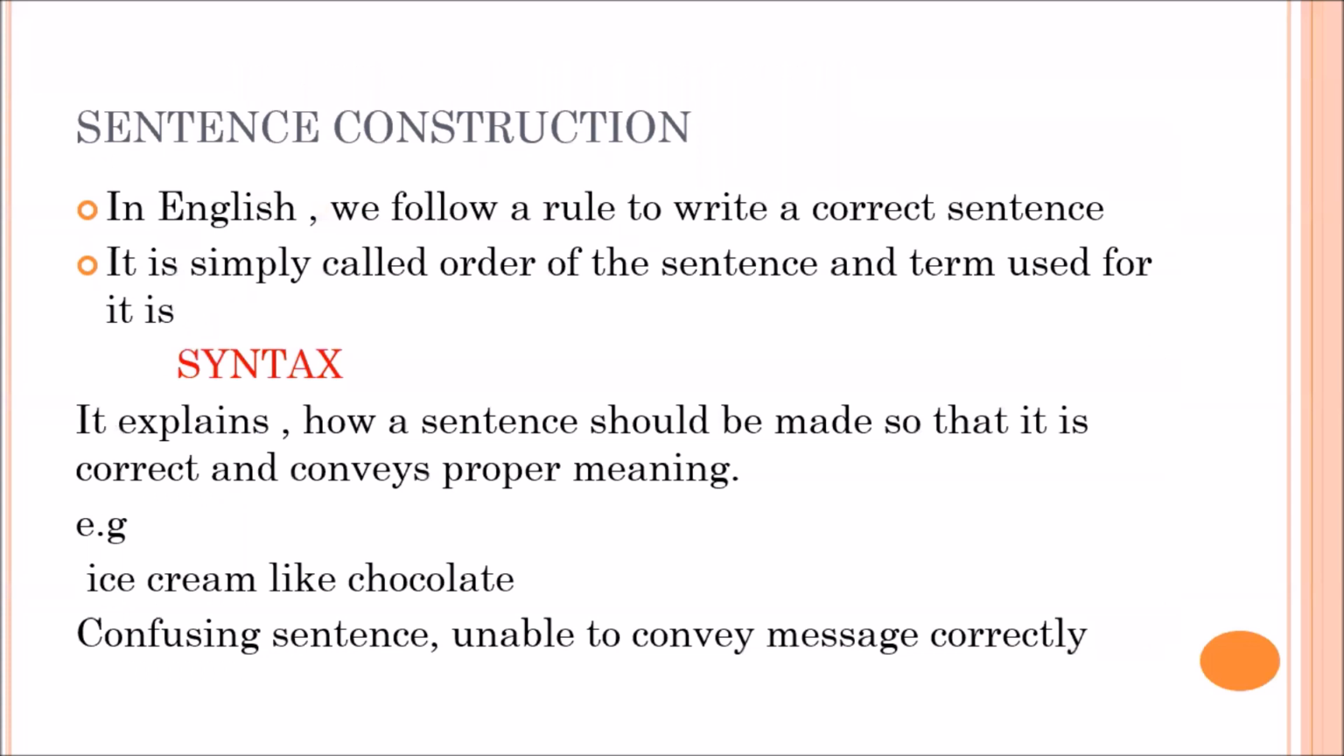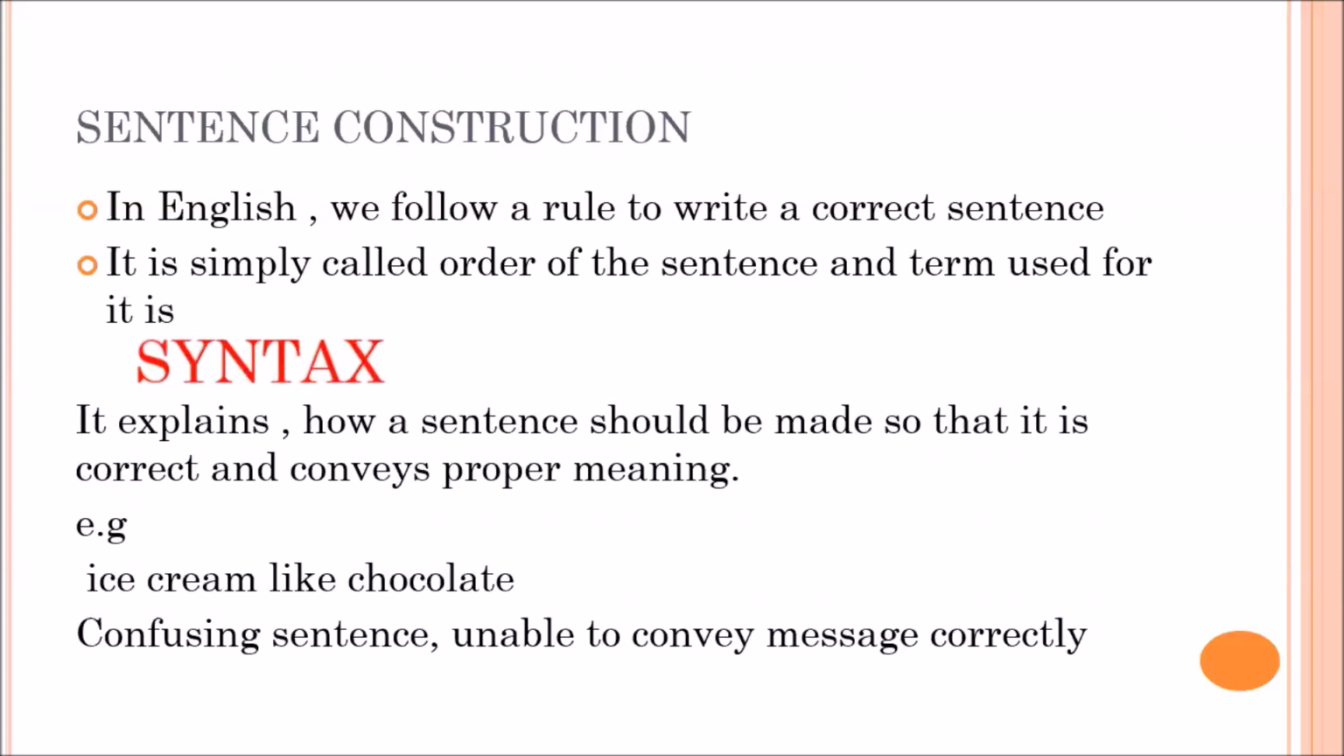Now, we will talk about how to write a sentence correctly in English. This is the basic area where students normally make mistakes, so we will discuss it first. In English, we follow a rule to write a correct sentence, and this is called the order of the sentence. And the specific term used for it is syntax. Repeat it, syntax. That's very good.